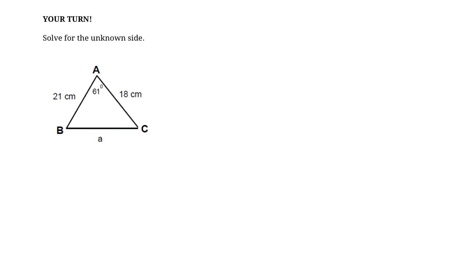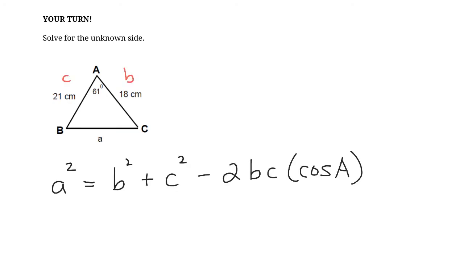Before you plug anything into your cosine law equation, make sure that you've gone ahead and labeled the sides on your triangle. So they did mark the angles for us with the letters A, B, and C. They went ahead and marked side A for us. So all that I needed to fill in was side B, which is directly across from angle B, and side C, which is directly across from angle C.